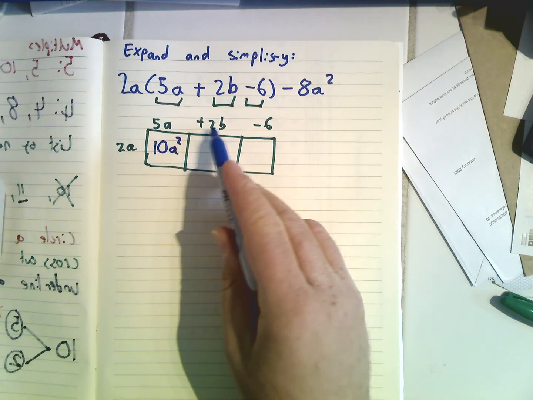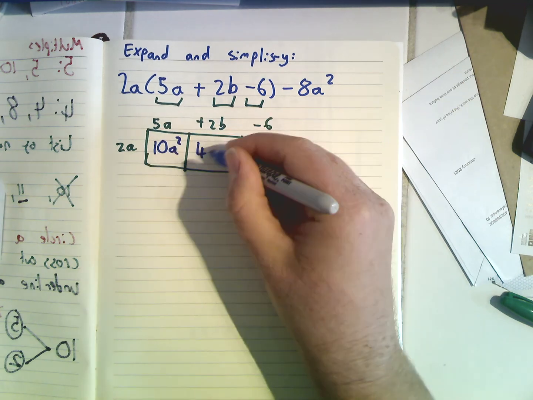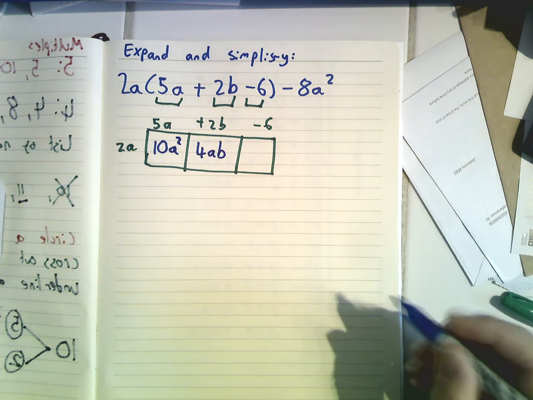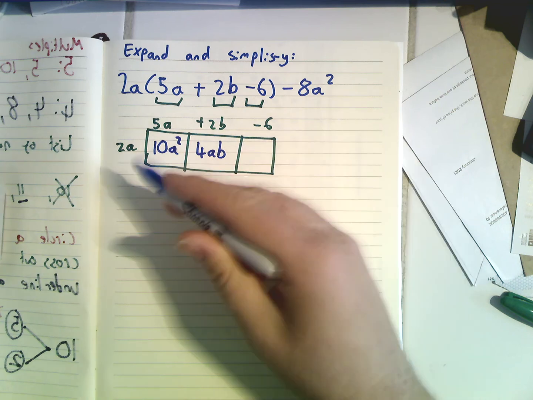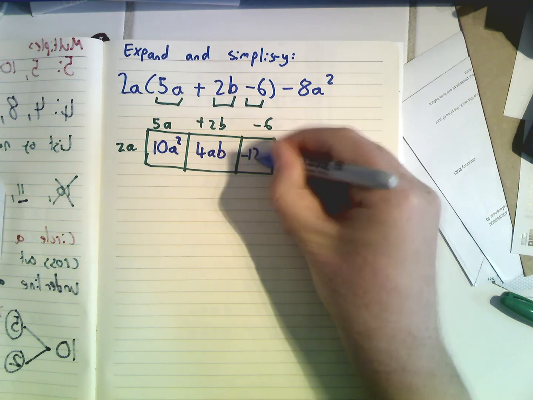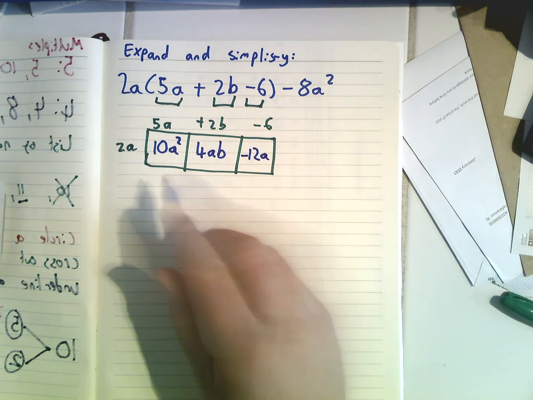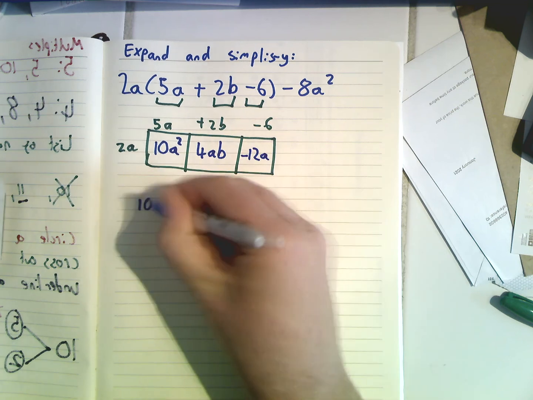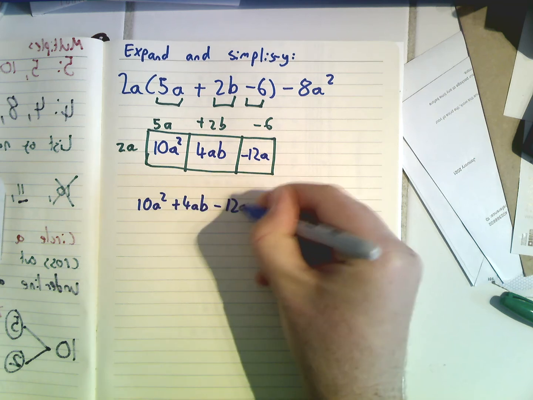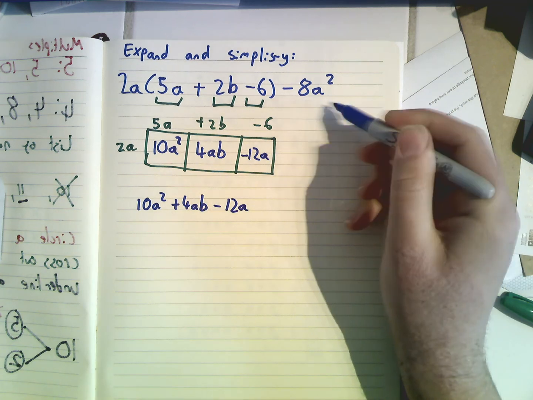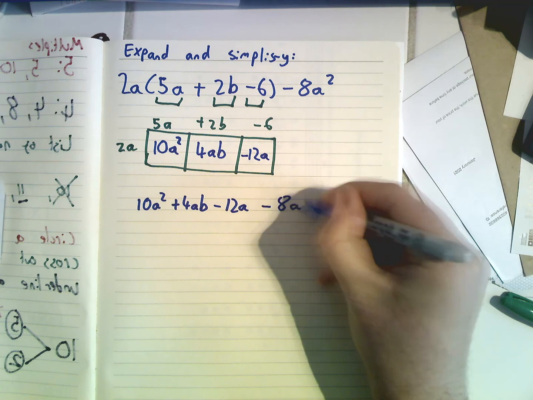We're going to do 2a times 2b. 2 times 2 is 4. A times b is just ab. 2a times minus 6: well, 2 times minus 6 is minus 12, but it's not 2, it's 2a, so it's negative 12a. So I'm just going to rewrite this out. This would be 10a squared plus 4ab minus 12a, but of course, until now we've ignored the minus 8a squared on the end, but that's part of this expression as well.